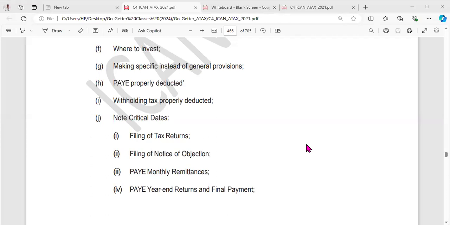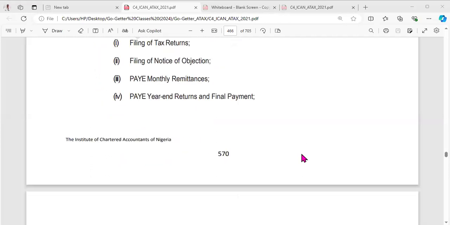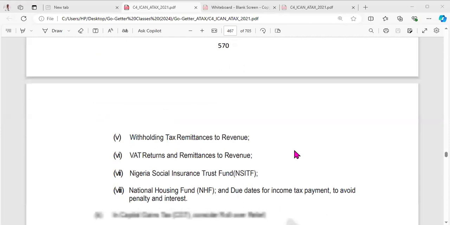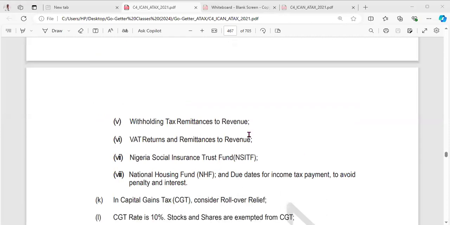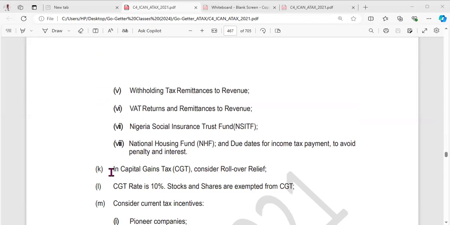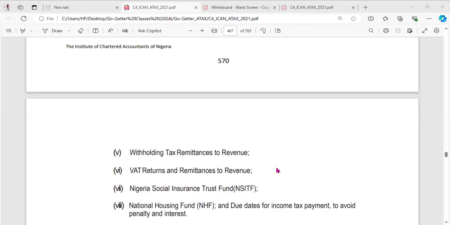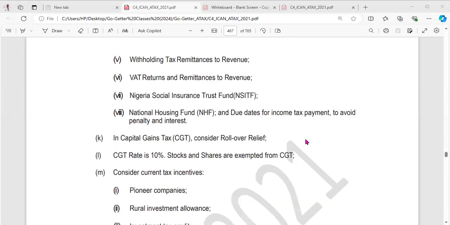Then the monthly PAYE remittances. Those dates for remittances of PAYE are important. End of year returns and final payment, that's also important. Then we look at withholding taxes remittance. These are dates to file all of these. Then we look at capital allowance, consideration and rollover. Date is important, like we said. Okay. So capital allowance rollover, we said it when we were talking about capital allowance and other things, that when we are looking at capital allowance rollover, timing of assets, yes, it's important. Then we look at stock and shares are exempted from CGT.